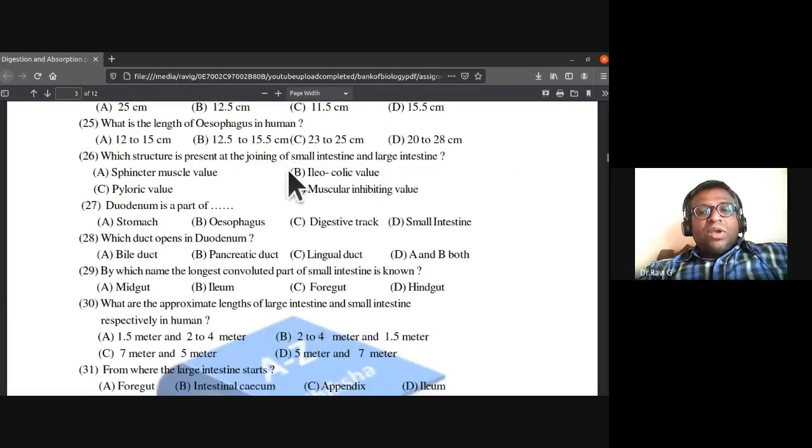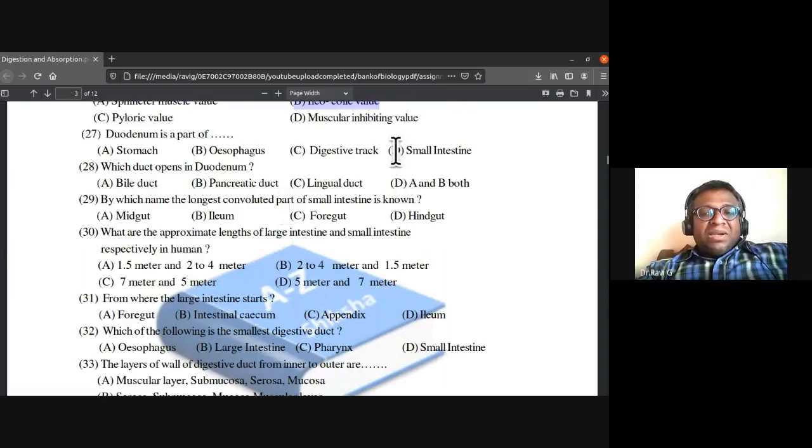Which structure is present at the joining of small intestine and large intestine? Is it sphincter muscle valve, ileocolic valve, pyloric valve, or muscular inhibiting valve? The 26th, B is the answer, that is ileocolic valve. It is not value, it is valve, a typographical error.